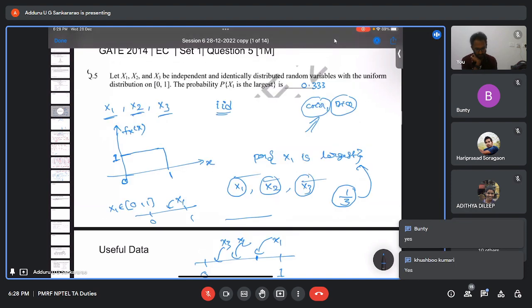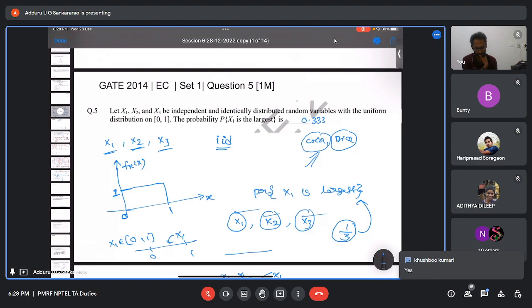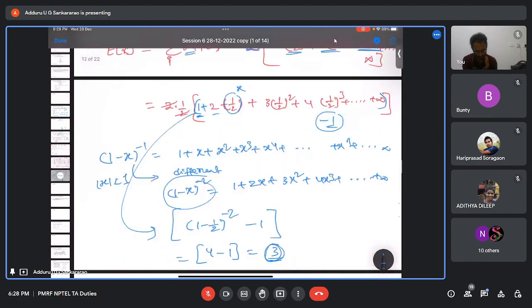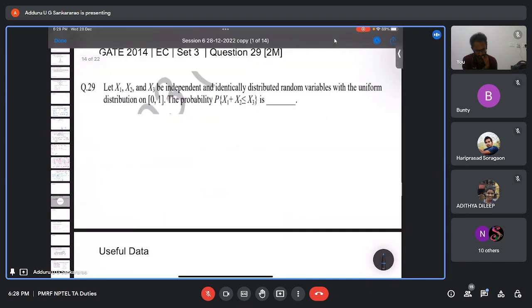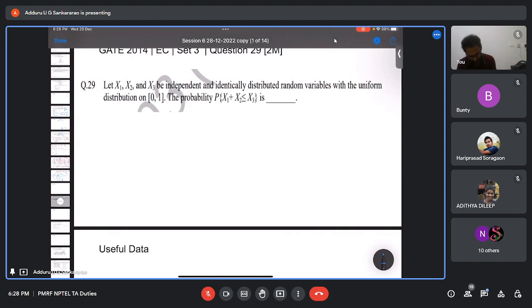Fine. Now this was given in GATE 2014 in set 1. In the same year, a similar question was given in set 2, which was also asked by one of your friends. Let X1, X2, X3 be independent and identically distributed random variables with uniform distribution on 0 and 1. If this is x, then this is f of x. X1, X2, X3 all will have similar ones. Then what is the probability that X1 plus X2 is less than or equal to X3? This we need to find out.